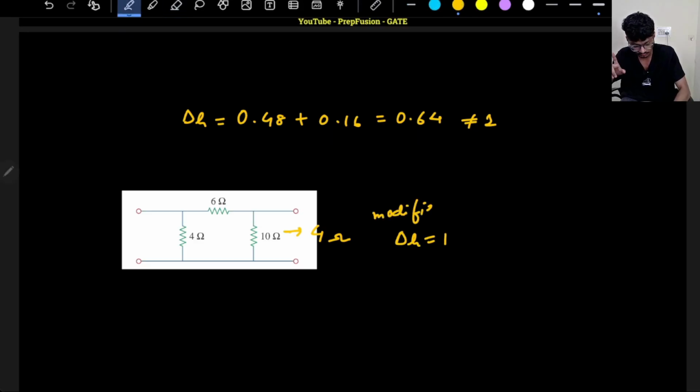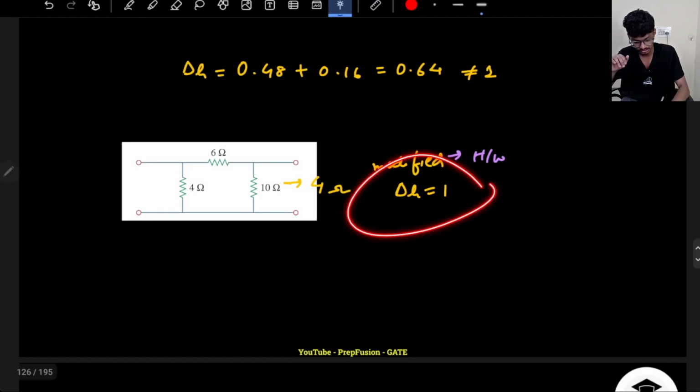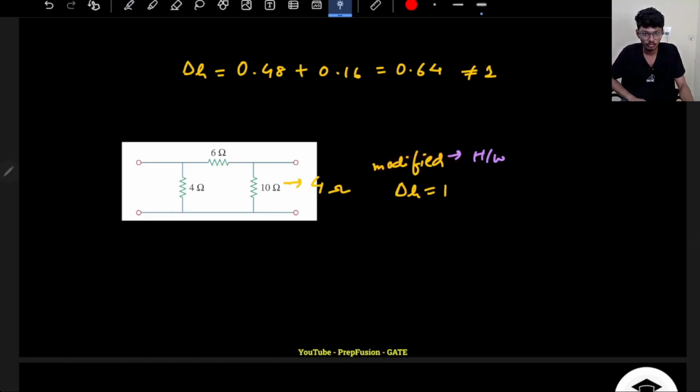Please do it by yourself. If you skip these things, that means you are not obedient enough, and at the end it will cost you. You will not get a good rank. So just listen to what I am saying. Try it out by yourself, modify this circuit, and then check whether the determinant of H is equal to 1 or not.